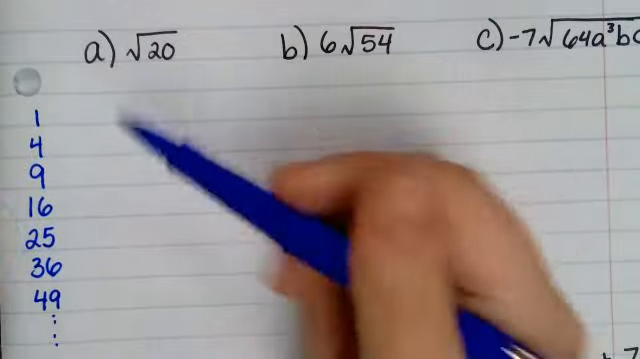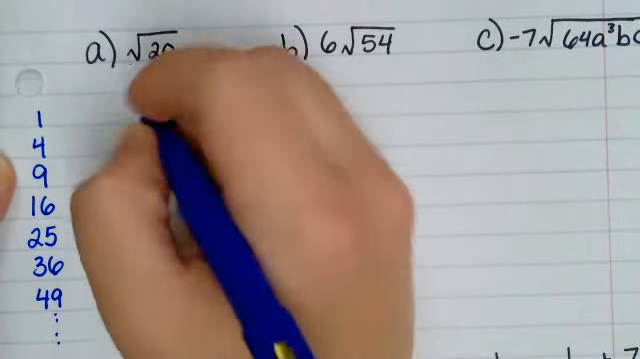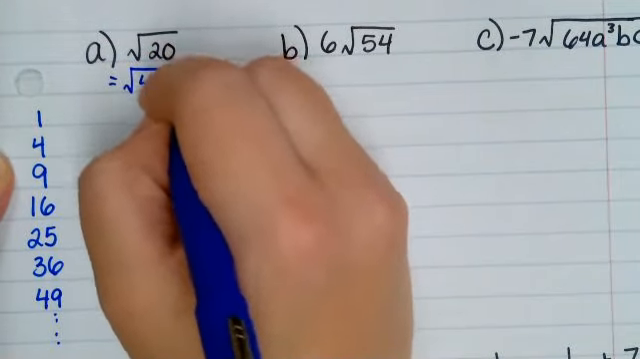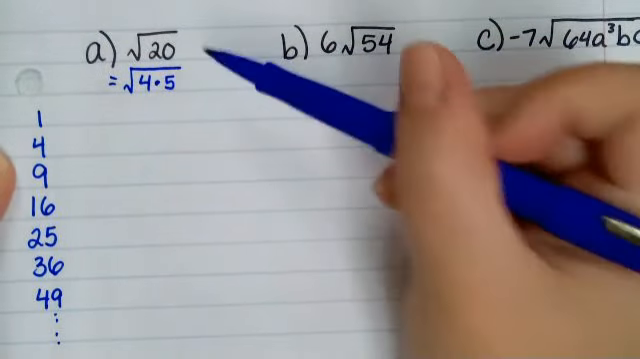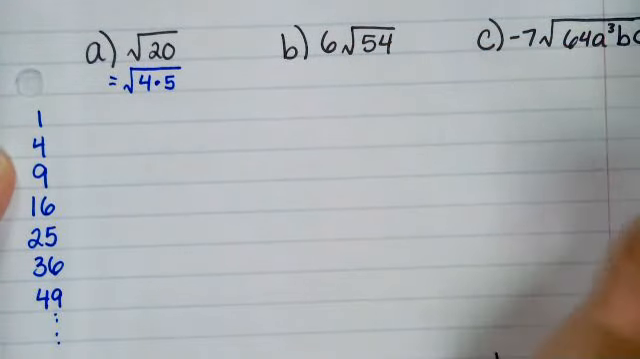Well, the largest one of these that is a factor of 20 would be 4, all right, because 4 times 5 is still 20. So I have not changed the value. I've only changed the way that this looks by breaking apart the number 20 into a pair of factors, 4 times 5.